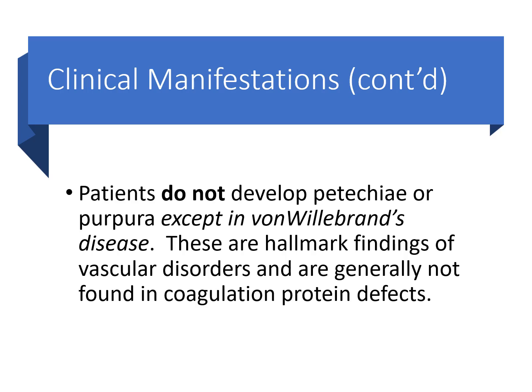Some patients will also develop pinpoint bruises called petechiae. However, patients do not develop petechiae or purpura except in von Willebrand's disease and a couple of other vascular disorders. They are generally not found in coagulation protein defects, but von Willebrand's and TTP are two of the exceptions, and ITP, which we will talk about later on.